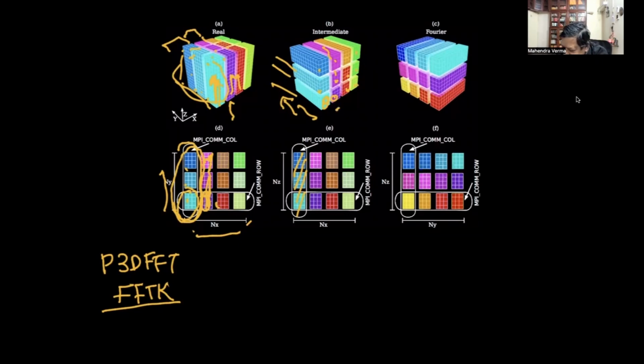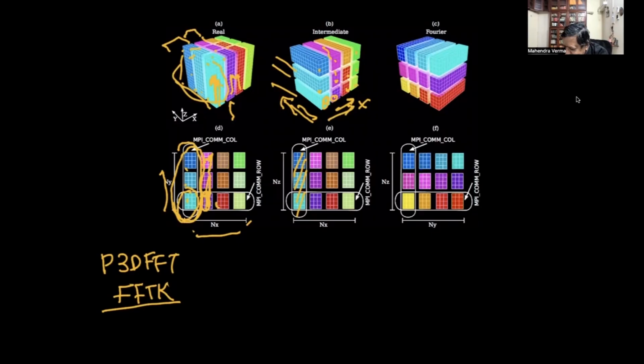So this is the X direction. We have data available along the Y direction, all the data. So now I do the sum along the Y direction. Great, I'm done with Y. After that, I want to do the sum along the X direction. Now I need to do this communication again.